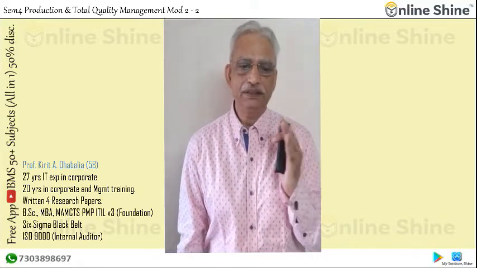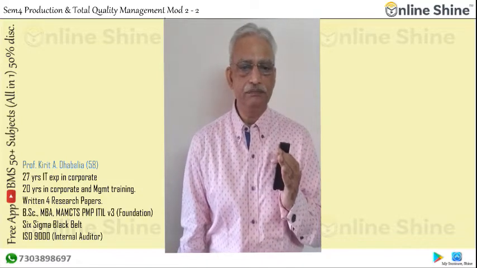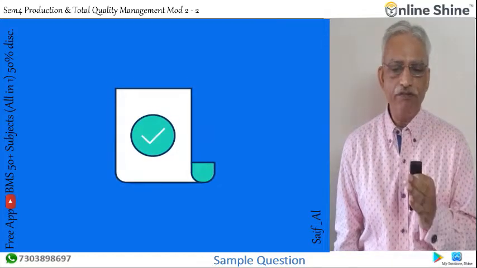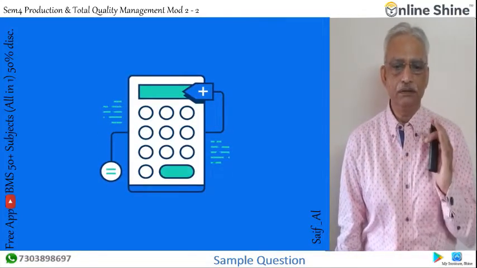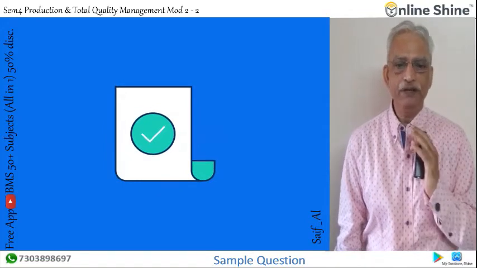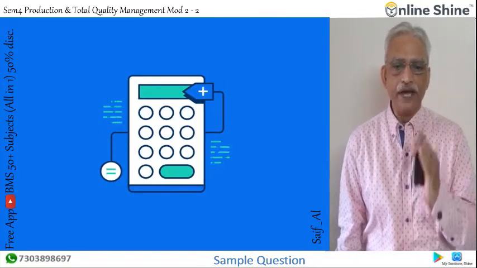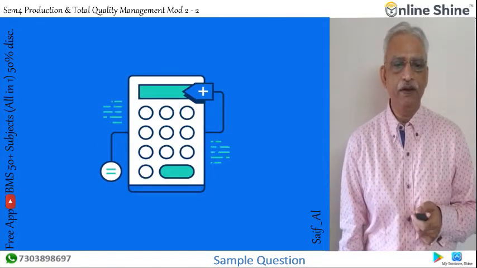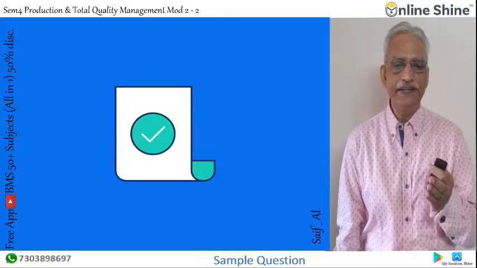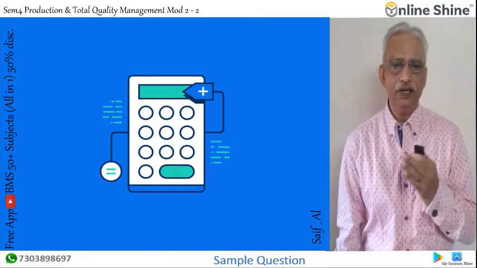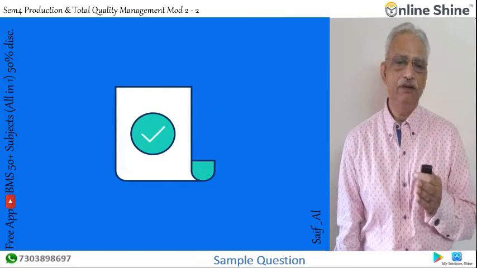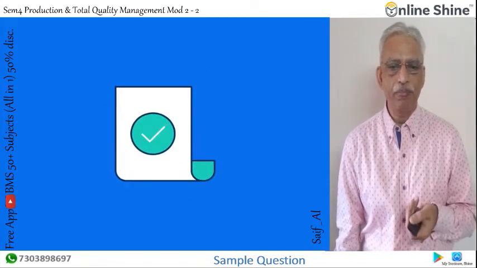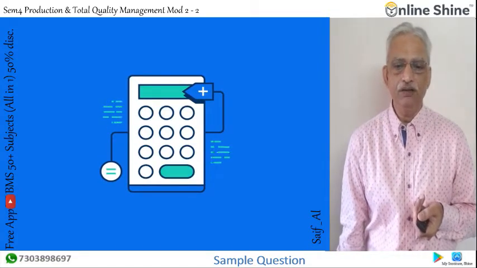So A is 80,000, that is your annual consumption. Your P is 150, U is 1 rupee, and carrying cost is 30%, that is 30 divided by 100. So if you equate this, it is square root of 2 into 80,000 into 150 divided by 1 into 30 divided by 100, that is 30%, and it comes out to be 8944.